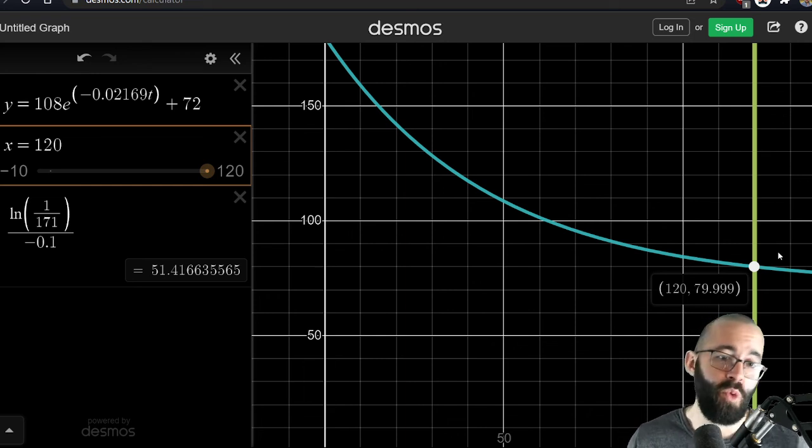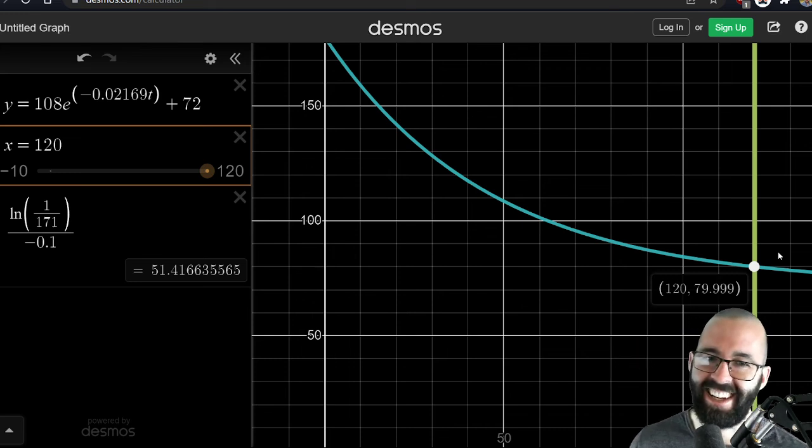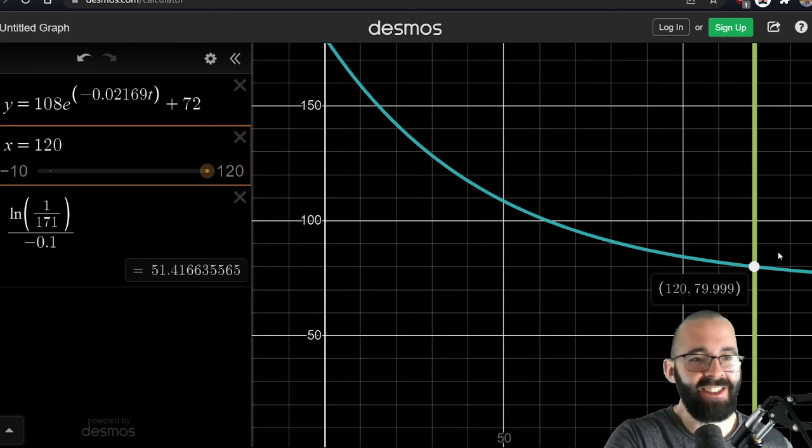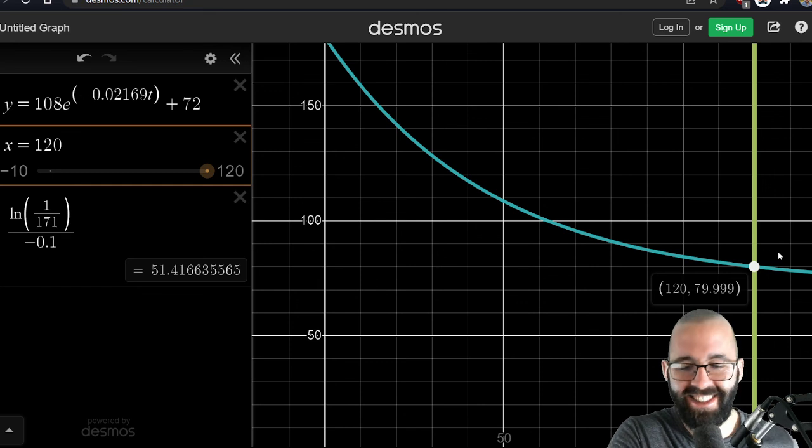So it's still warmer than room temperature, but you don't want to drink 80-degree coffee, I tell you that. Not 80-degree Fahrenheit coffee, not 80 degrees Celsius. Actually, maybe 80 degrees Celsius coffee. I don't know. I don't like hot things.